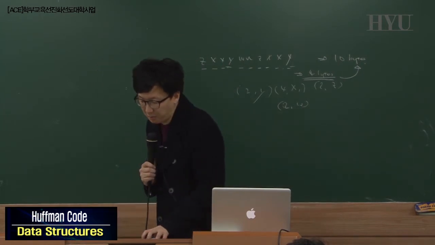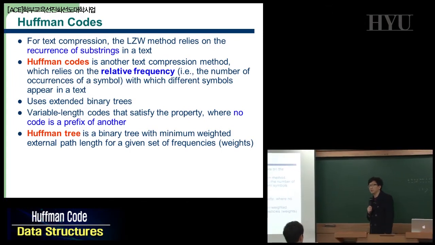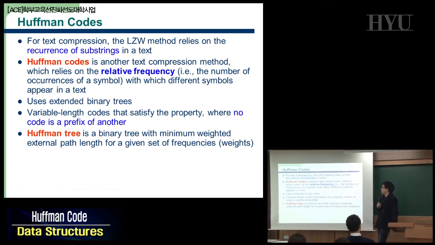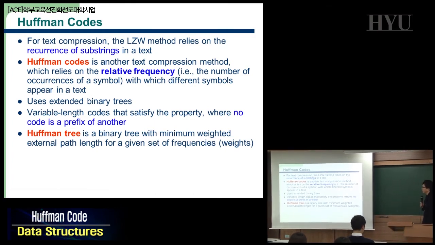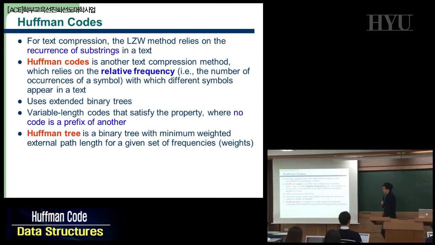It uses extended binary trees. Why do they say extended binary trees? We'll take a look. It is a variable length code that satisfies the property where no code is a prefix of another. A Huffman tree is a binary tree with the minimum weighted external path length for a given set of frequencies, weights.